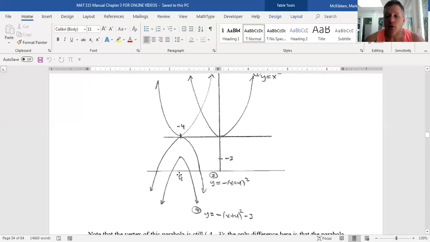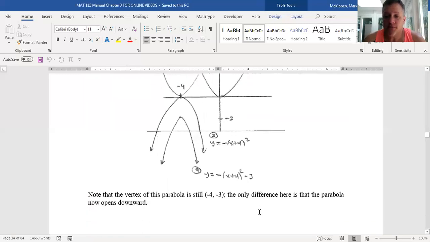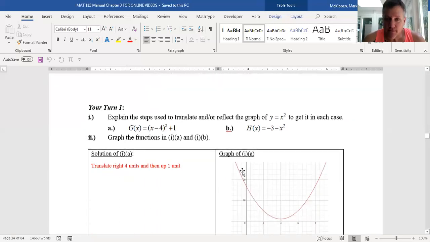Notice here the same axis of symmetry works, right? Because I haven't moved the parabola left or right from -4. And so the vertex is still (-4, -3), but now the range is going to go from -3 down to -infinity, because I'm opening downward. All right.